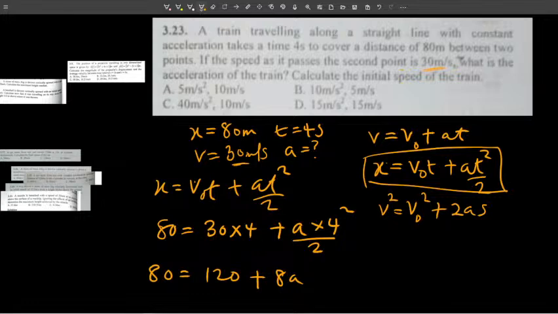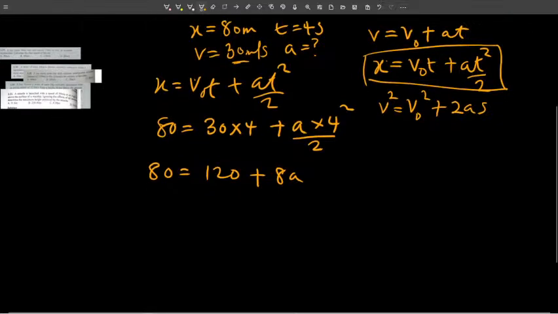Is the body slowing down, or is it moving fast? I think there's a kind of issue with this question. But let's just solve it that way. Let's just solve the question.